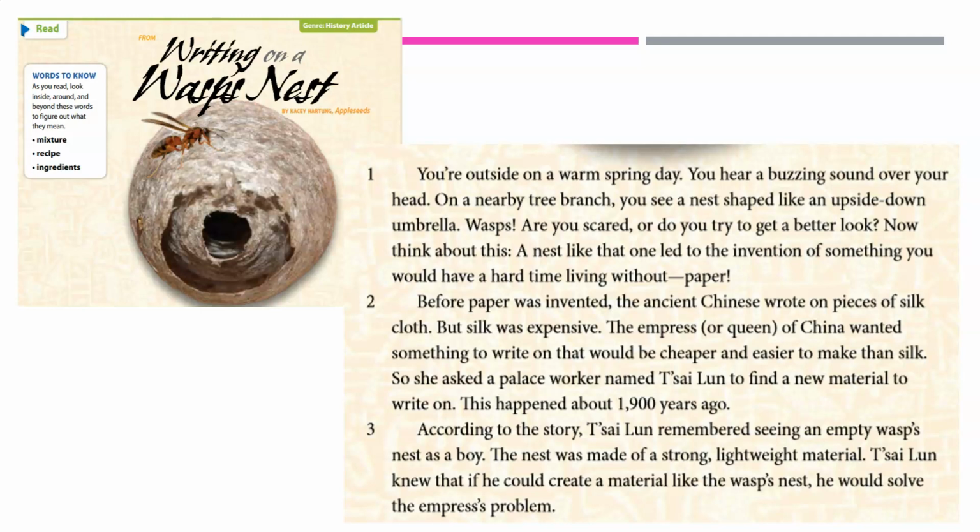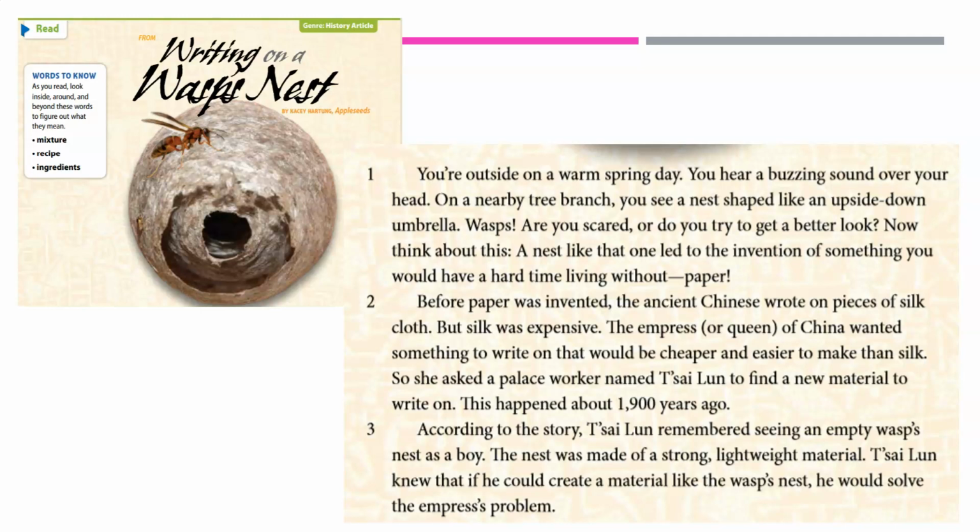Before paper was invented, the ancient Chinese wrote on pieces of silk cloth, but silk was expensive. The Empress, or Queen of China, wanted something to write on that was cheaper and easier to make than silk. So she asked a palace worker named Cai Lun to find a new material to write on. This happened about 1,900 years ago.